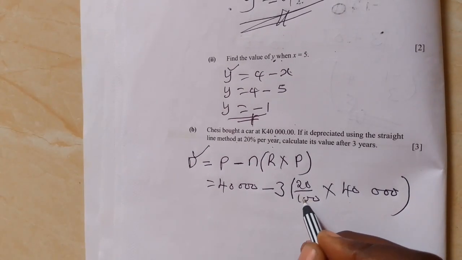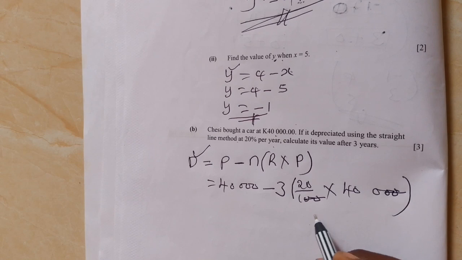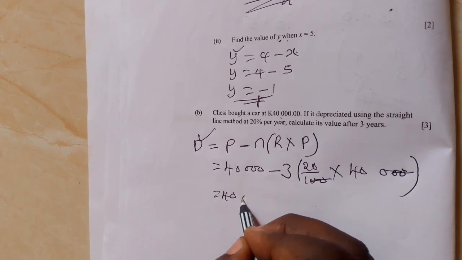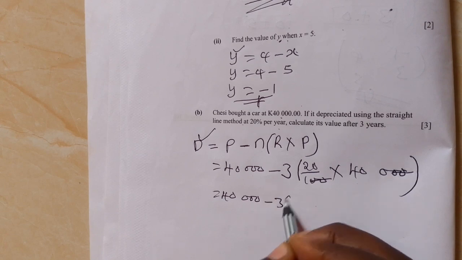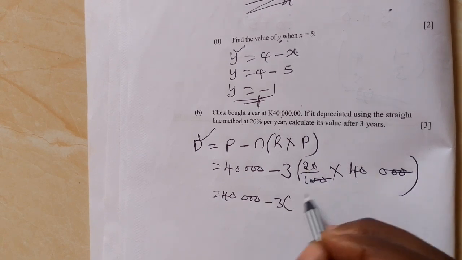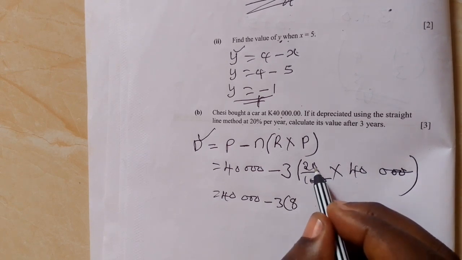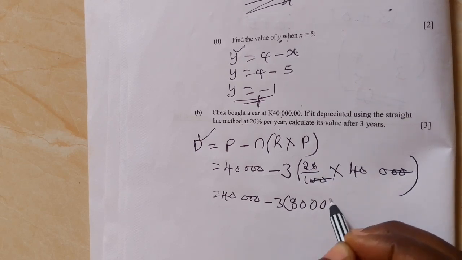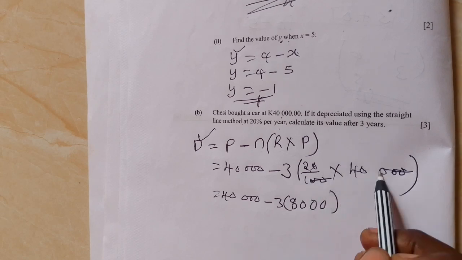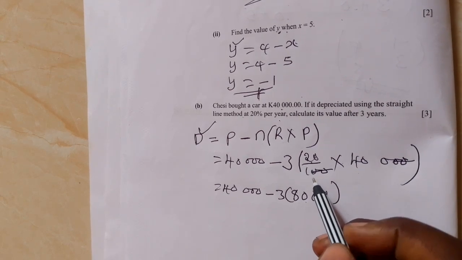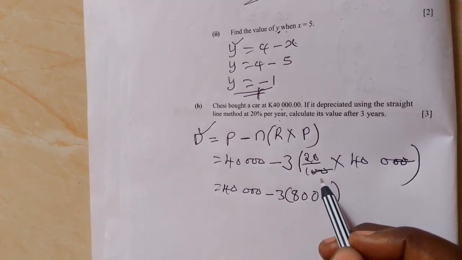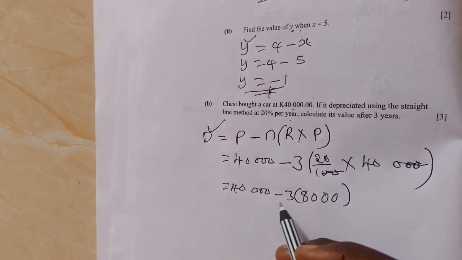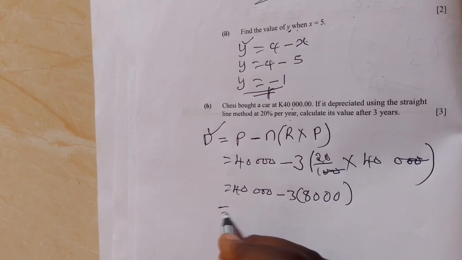So from here you can use 100, so that we have 40,000 minus 3, open 2 times 4, that is 8. All right, you get this 0, this 0, this 0. In short, 20 times 400, the answer is 80,000. You must be able to know these tricks because you are not allowed to use a calculator at grade 9 level.